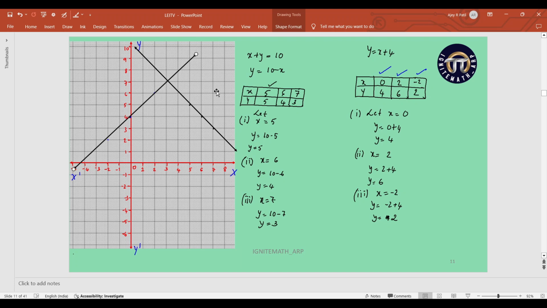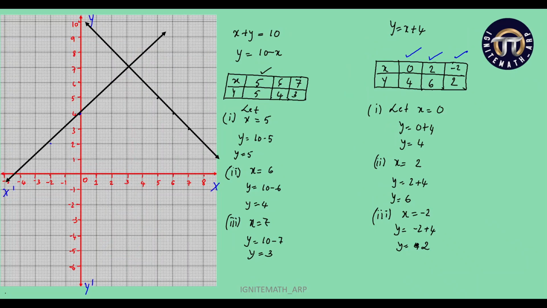So now tell me where actually both the lines are meeting. They are meeting over here. This is nothing but the point of intersection.